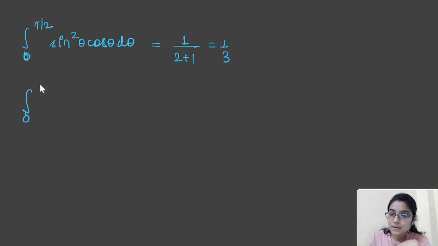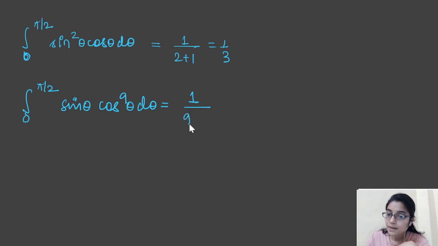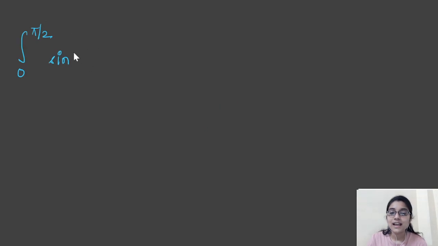Okay, suppose I am giving you one more question. This is sine theta, and here I gave you cos raised to the power 9 theta d theta. What will it be? The limit is from 0 to pi by 2, sine and cosine both are present and one of them is present with power 1. So you will just take 1 by the sum of their powers, that is 1 by 10. This is how simple it is. If it comes in your exam and you can use such tricks, it will reduce your time to an extent you cannot imagine.